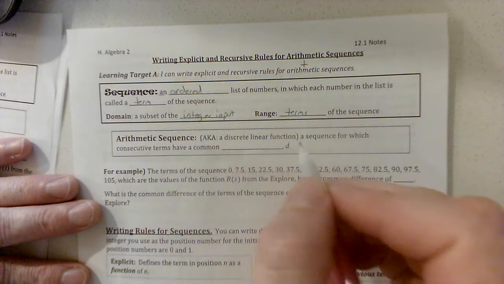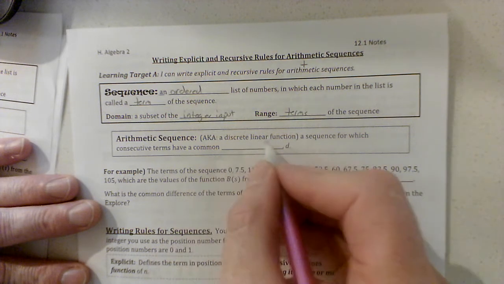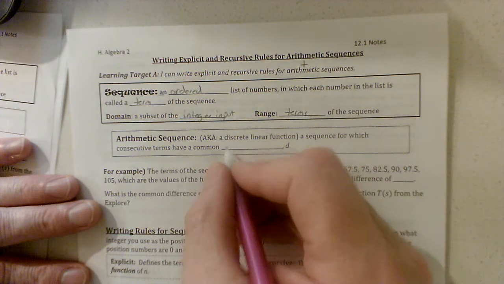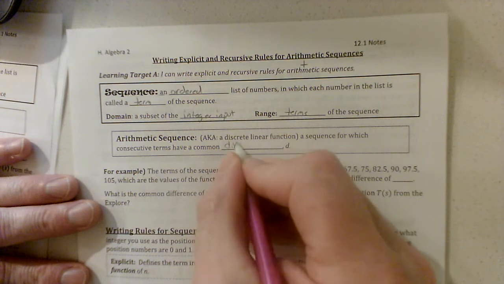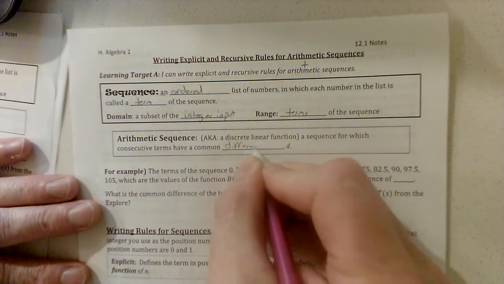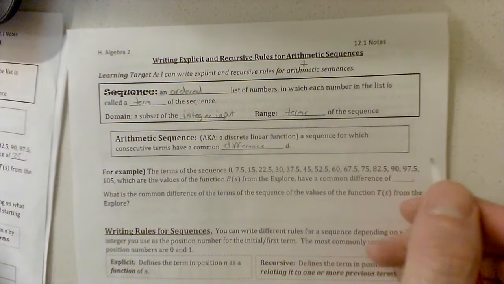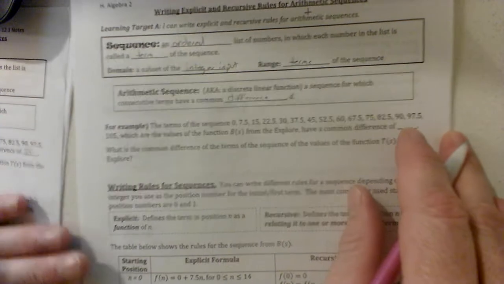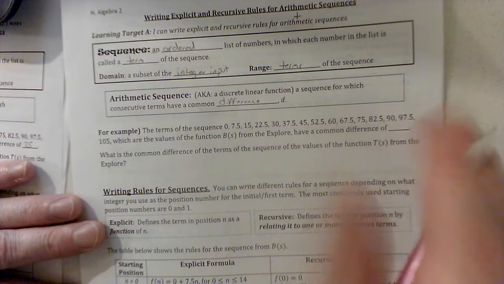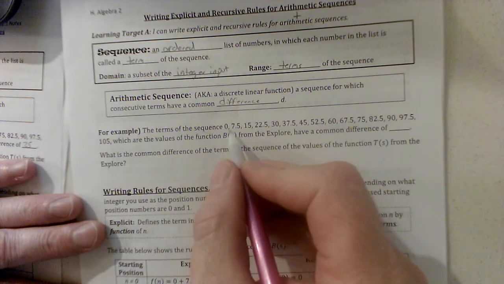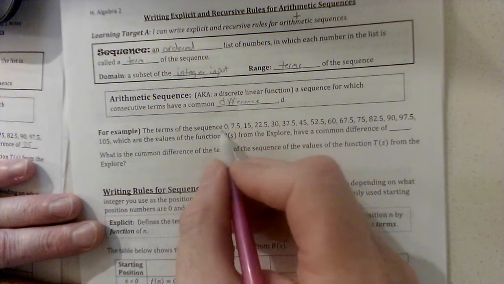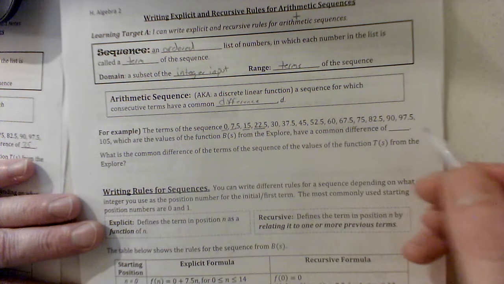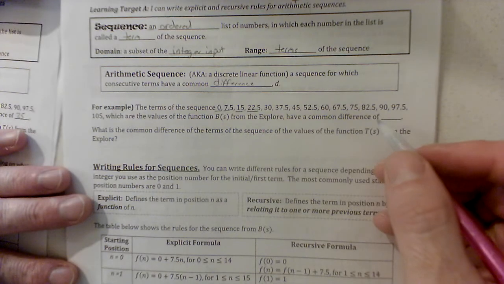And an arithmetic sequence, which is really just a linear function, is a sequence for which the consecutive terms have a common difference. All right. So it's somewhat new, but it's not really hard. So if you look here, the terms of the sequence we started talking about, and you can tell this is the first one, it was 0, 7.5, 15, 22.5. That was what we just got done doing, the steps on the way up.